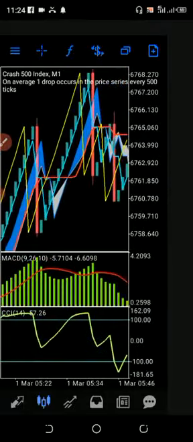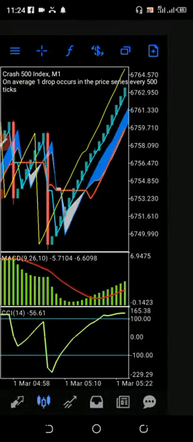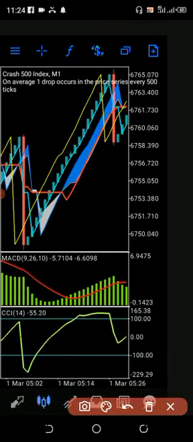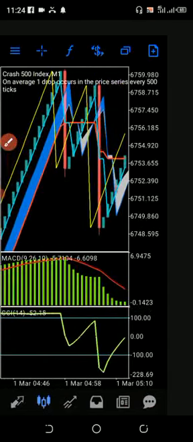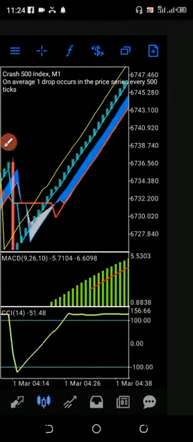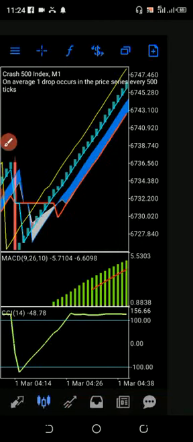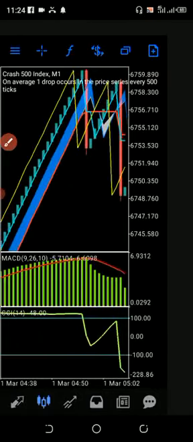Now look at this thing. Have you seen it? On crash 500, each blue like this represents bullish. Then on each blue, have you seen what I'm telling you? As the direction changes here, the blue took over, and it will not take you unaware if you know the rules. Watch as this thing was going on.